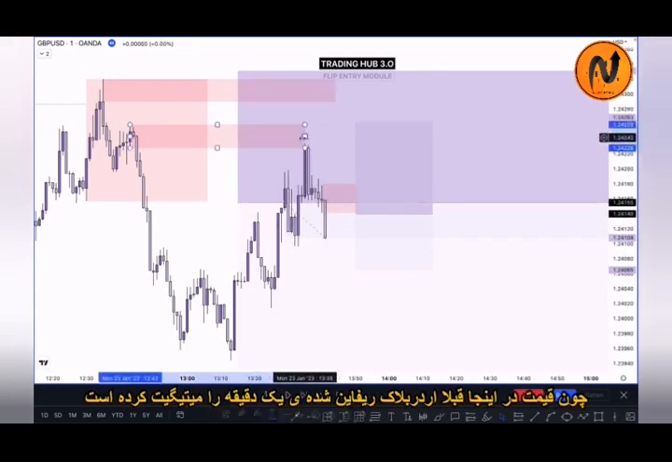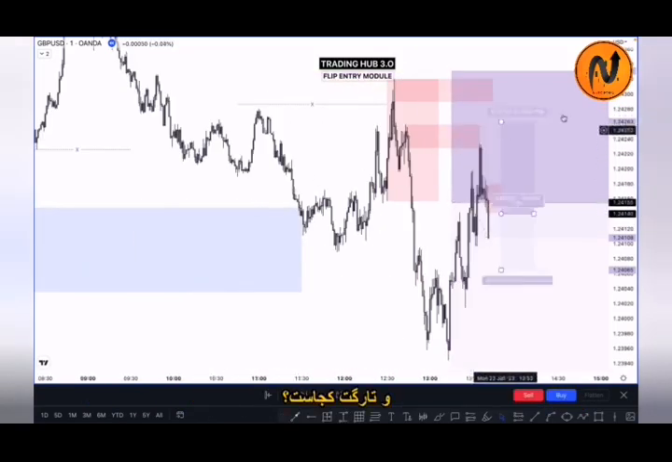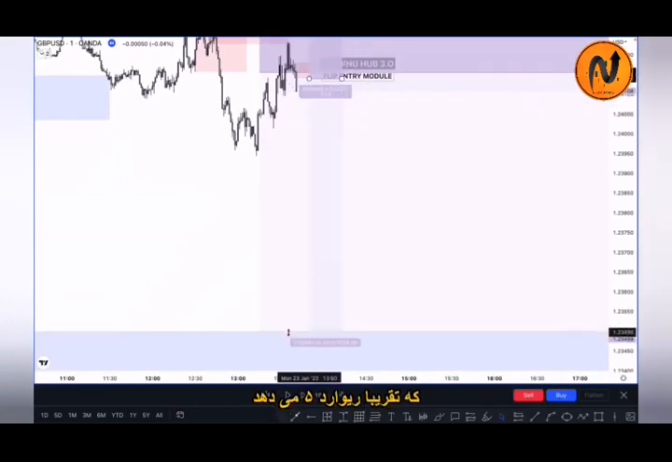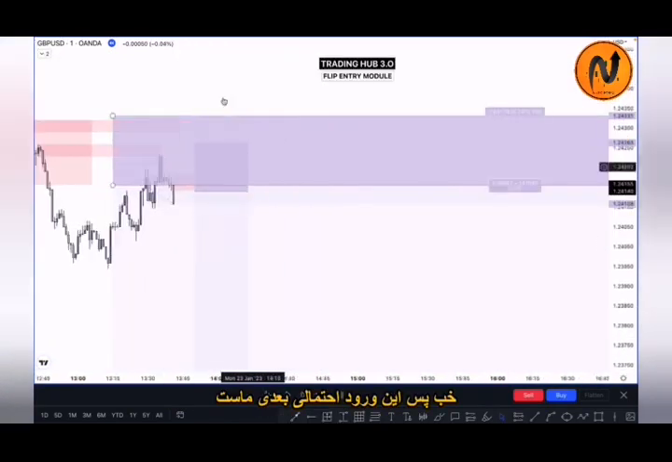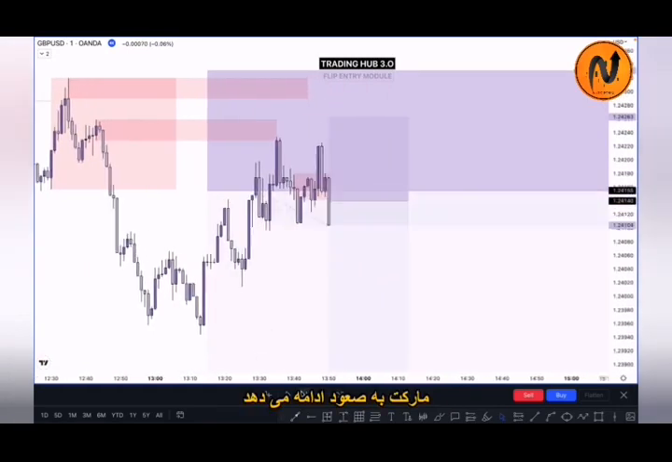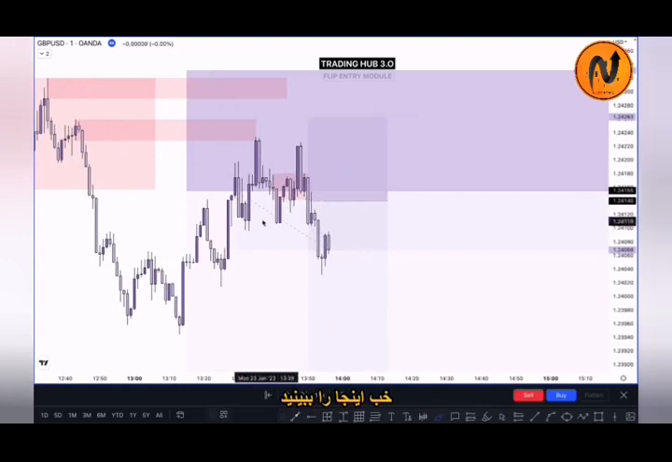Okay, because price already mitigated the 1 minute refined order block, which is here. And where is your target? Your target is the same, which is here, almost 5 hours away. So this one is our next possible entry. Let's see what happened next after this one. Okay, all right, market continues to go higher. Look at this one, what happened here?